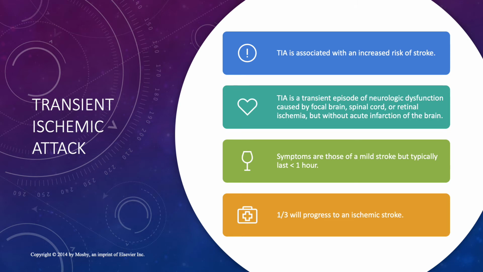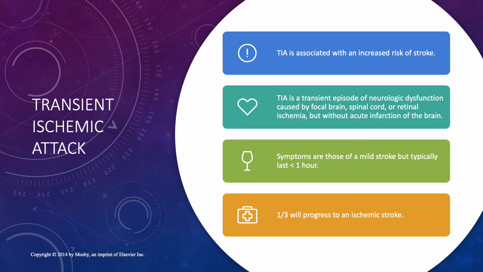So I want to differentiate between a stroke and a transient ischemic attack, or TIA. So a TIA is associated with an increased risk of stroke, but it is not a stroke. What it is, a transient episode, so 1 hour or less, transient episode of neurologic dysfunction caused by a focal brain, spinal cord, or retinal tissue ischemia but without acute infarction of the brain. So ischemia, you remember, means lack of blood flow. Infarction means death of tissue.